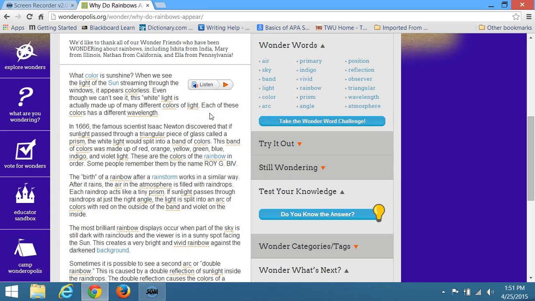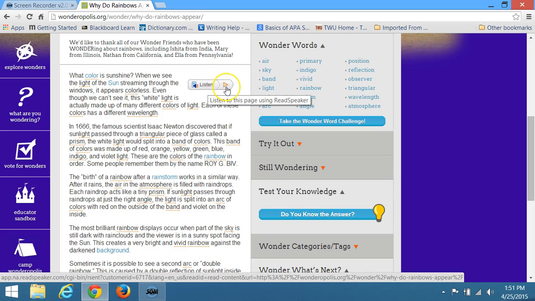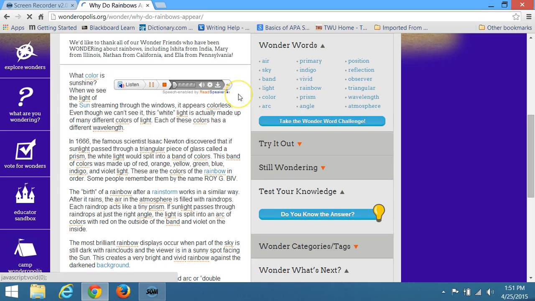Now, some of you might not want to read the text. I know how you are. So one of the options you can do is to listen to it. You can click on this little icon, this little play button, and if you click on it, you're going to be able to listen.